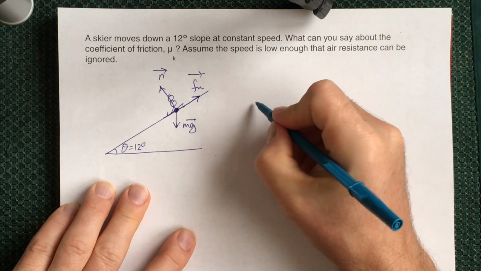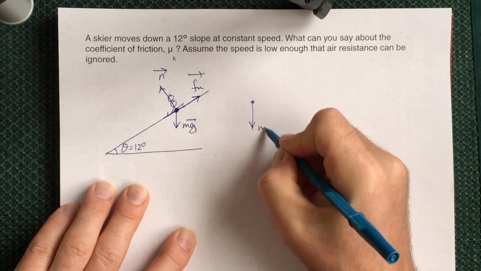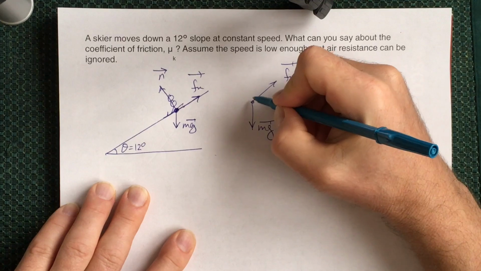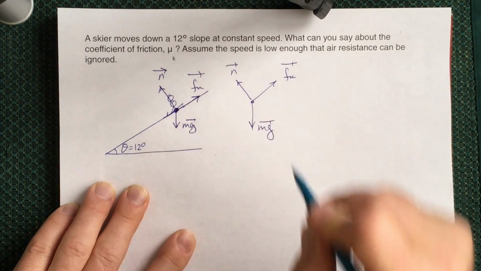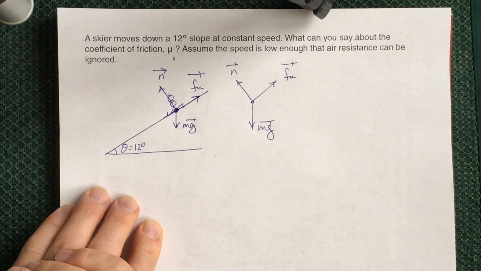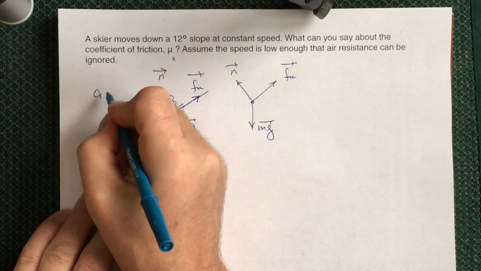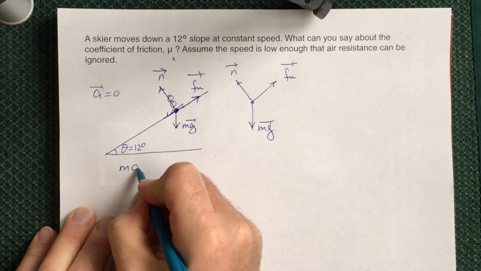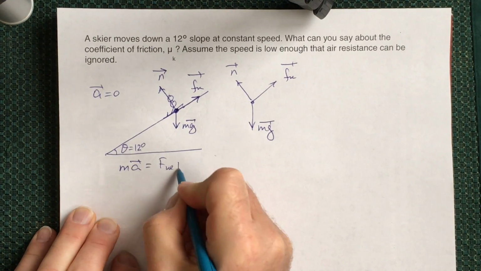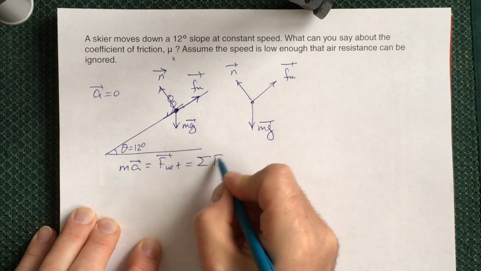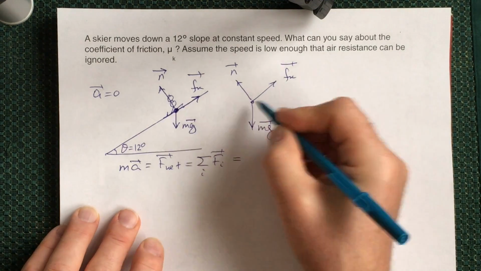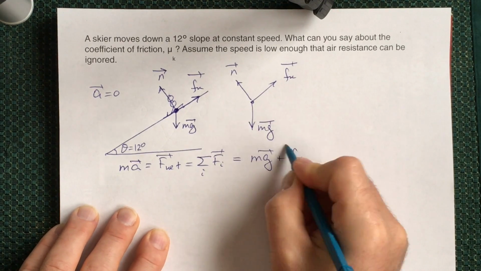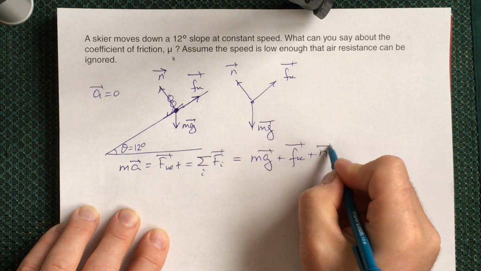I will redraw the free body diagram here. So we have mg, we have Fk, and we have n. Now, because acceleration is 0, the skier moves with a constant speed. We have Newton's second law. In general, it has to be written as mass times acceleration equals net force. Net force is the sum of all forces acting on the object. And this sum is the sum of the three forces we have in our free body diagram: mg, Fk, and n. The order in which you put the forces is not important at all.